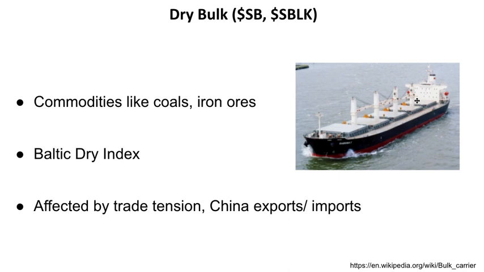And this index is actually heavily affected by trade tension, like China-Australia tension. Then there might be more commodities being shipped between these two countries, and that can affect the dry bulk index. And also we have to look at the China export and import. Let's look at the chart.